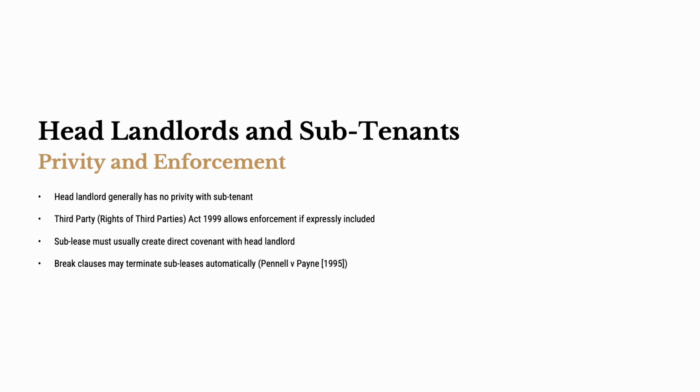The Contracts (Rights of Third Parties) Act 1999 allows enforcement of covenants by third parties if the contract expressly provides that they may enforce, or if the term purports to confer a benefit on them. Subleases can include a clause giving the head landlord direct enforcement rights. Alternatively, subleases commonly require subtenants to directly covenant with the head landlord to observe the head lease covenants. So this creates direct contractual privity.